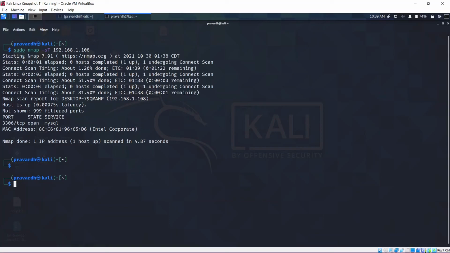In the next video, we'll be talking about something called the UDP scan, but you could probably already guess the syntax for it. In TCP, it was capital T, in UDP, it's going to be capital U. But we'll look at it in the next video.